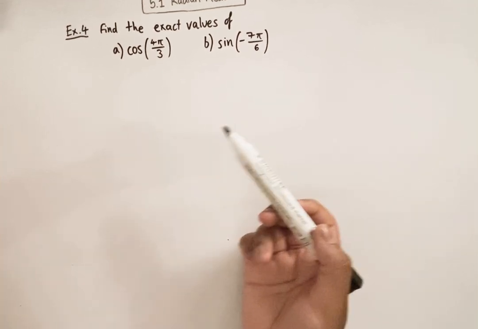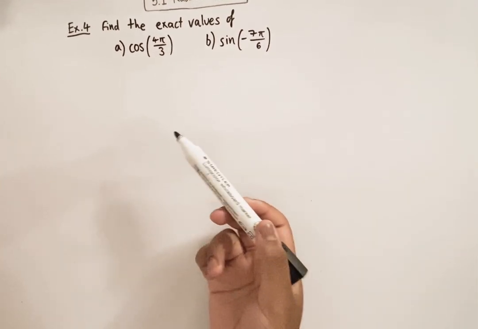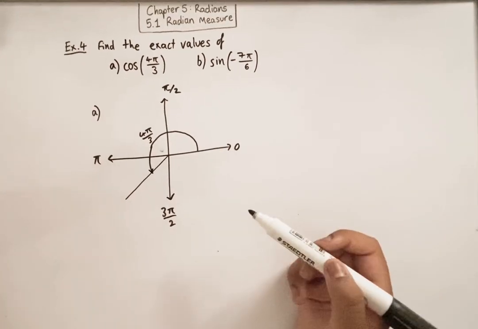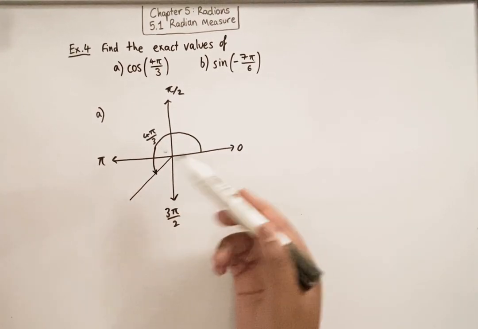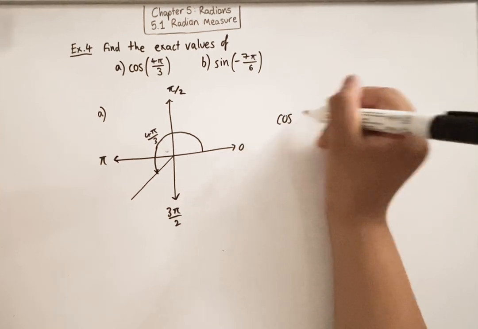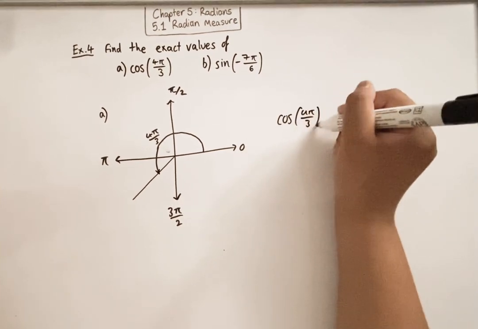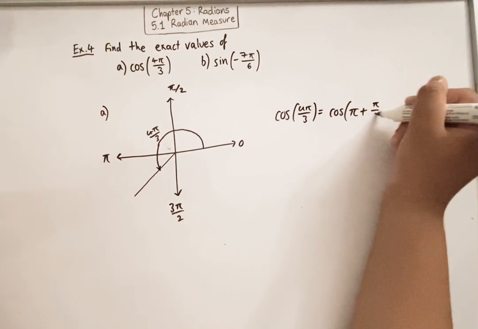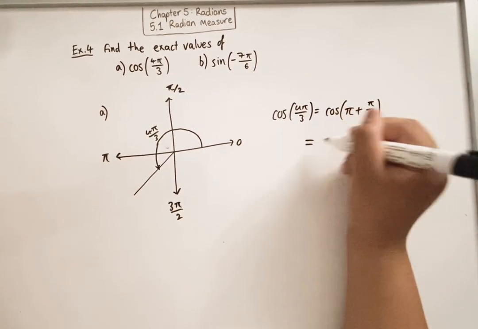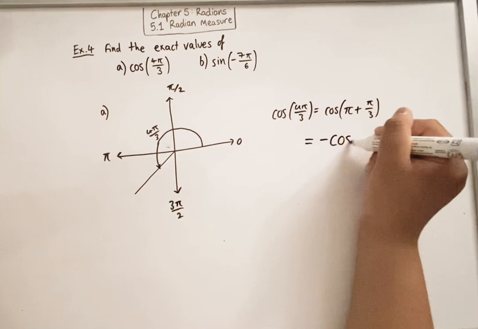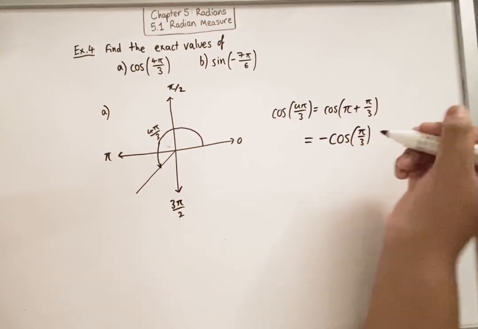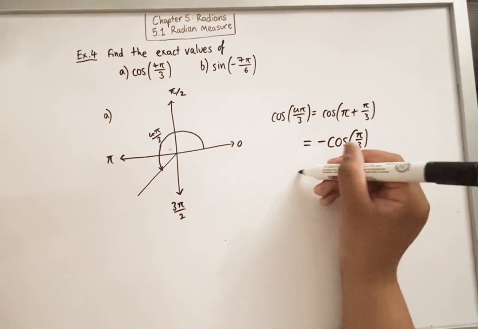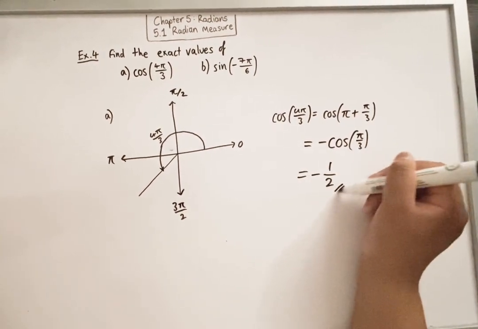Let's find the exact values of A, cos of 4 pi over 3, and B, sine of negative 7 pi over 6. For part A, if we draw the diagram showing the angle 4 pi over 3, we can see that cos of 4 pi over 3 is the exact same as cos of pi plus pi over 3. And so using the rules that we did before, it's going to be equal to minus cos of pi over 3. And we know cos of pi over 3 is a half. So therefore the cos of 4 pi over 3 is going to be negative a half.